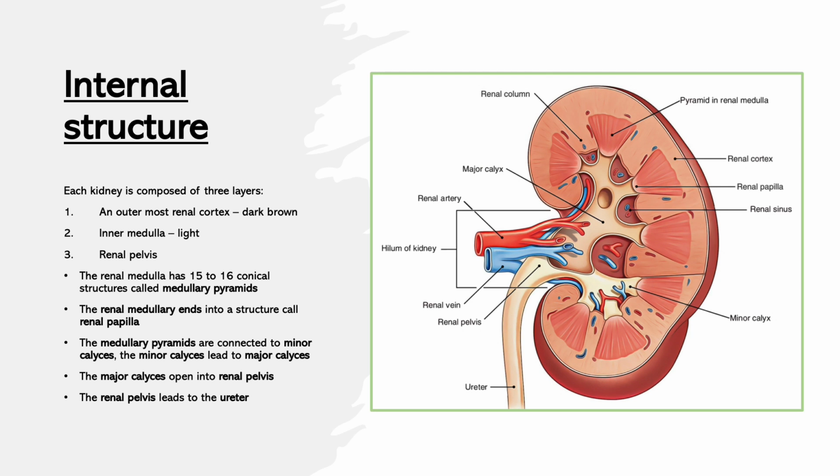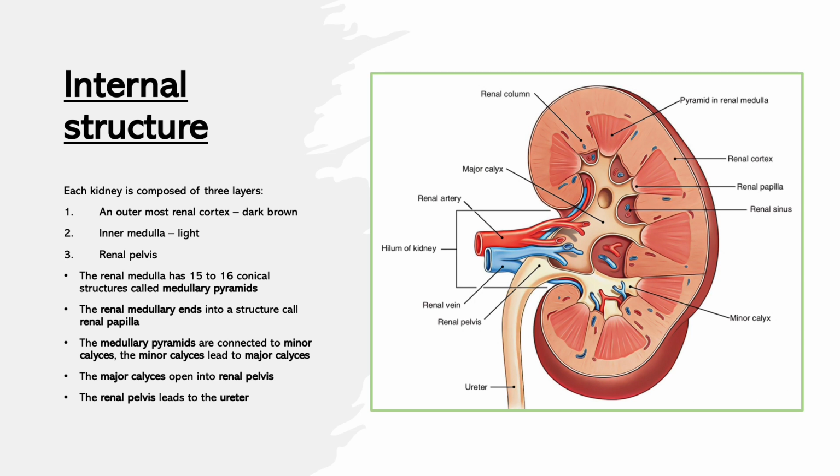Firstly, an outermost renal cortex that is dark brown. Secondly, the inner medulla, which is light. Thirdly, the renal pelvis. The renal medulla has 15 to 16 conical structures called medullary pyramids. The renal medulla ends into a structure called renal papilla.